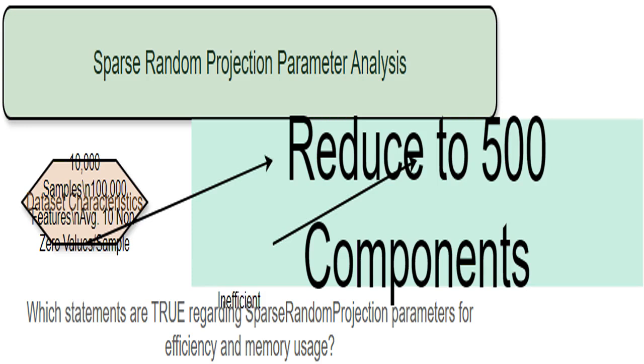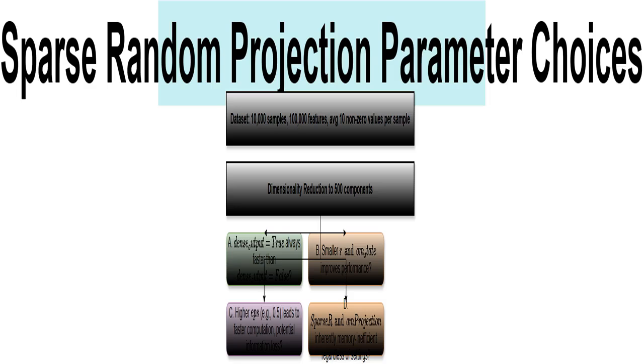This is our goal, to reduce the massive 100,000 features down to just 500. This is called dimensionality reduction. We want a smaller, more manageable dataset, while preserving the important information. This question explores how different parameter choices in scikit-learn's sparse random projection impact performance and memory usage when dealing with a large, sparse dataset. Understanding these choices is crucial for efficient dimensionality reduction.